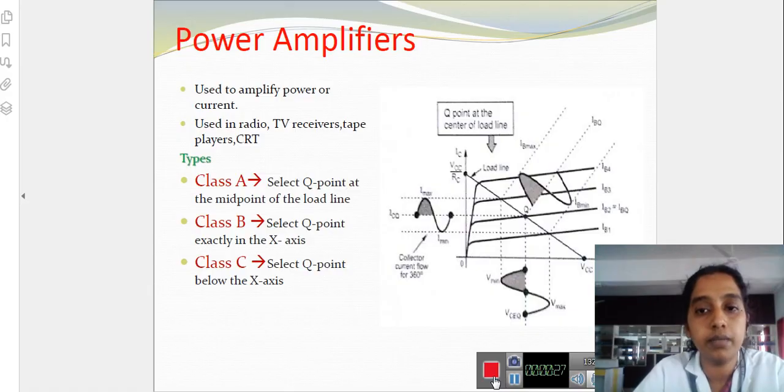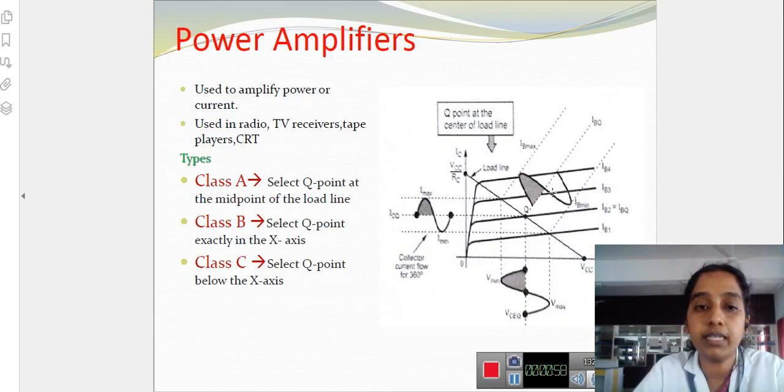So here this is a general characteristic curve. Here class A, class B, class C are different power amplifiers. So how can we identify whether it is a class A power amplifier or class B power amplifier or class C power amplifier? The efficiency of all these classes will vary.